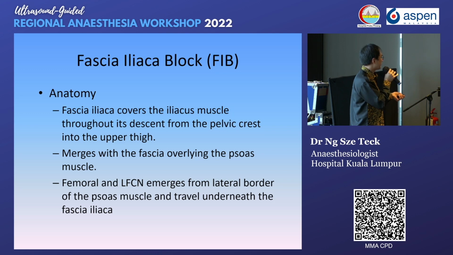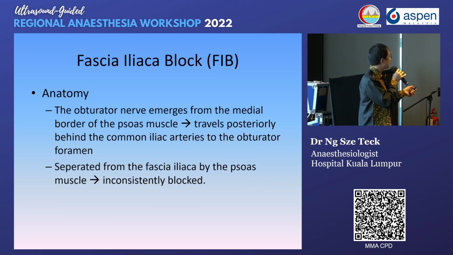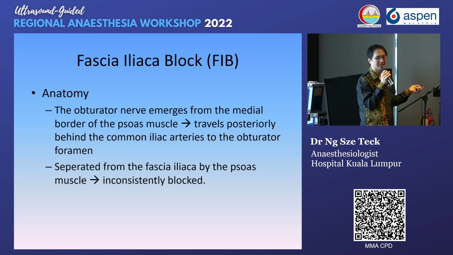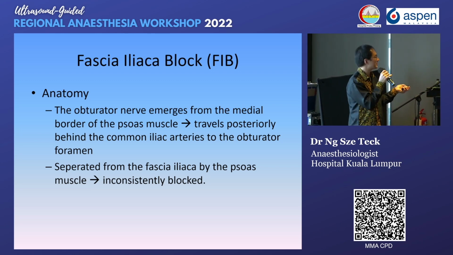So the LFCN emerges from the lateral border and travels underneath the fascia iliaca. This is the problem. The obturator nerve emerges from the medial border of the psoas muscle and travels posteriorly. So it's like a different compartment. So most of the time, the obturator nerve is very difficult to block.